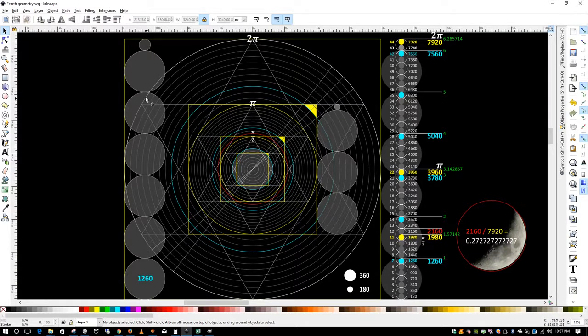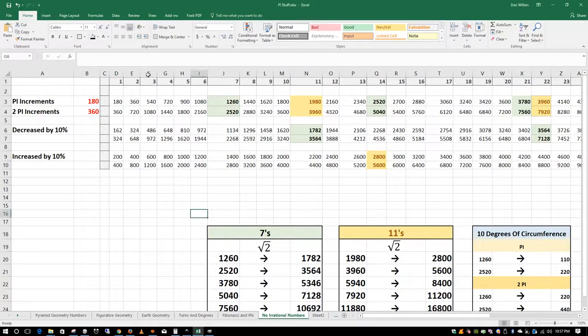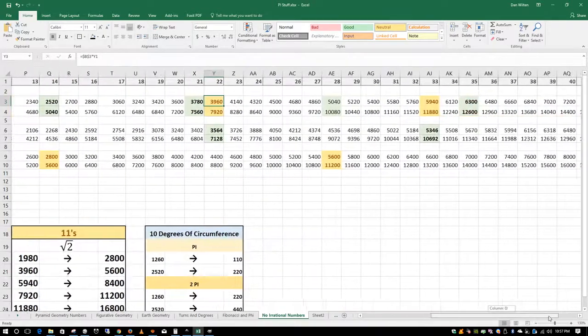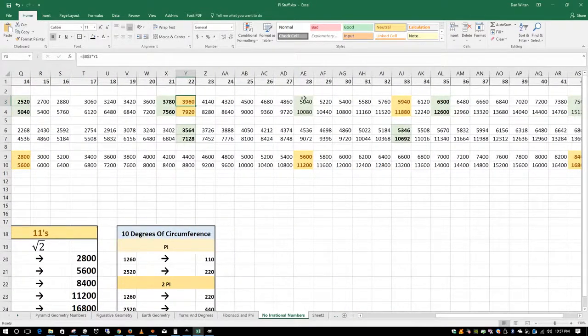Now, since we know what these numbers are, let's take a look at the factors real quick of these various numbers: 1260, 1980, 2520, 3780, 3960. Let's see what these things look like when we take a look at their actual factors and see if they match up.